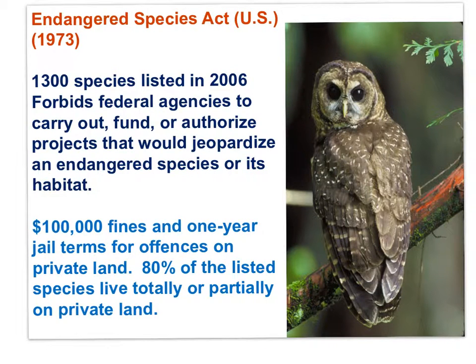Certain national laws also focus on species. For example, the Endangered Species Act of 1973 in the United States had 1,300 species listed by the year 2006. The Endangered Species Act forbids federal agencies from carrying out, funding, or authorizing projects that would jeopardize an endangered species or its habitat. The Act demands $100,000 fines and 1-year jail terms for offenses on private land. 80% of the listed species live totally or partially on private land.